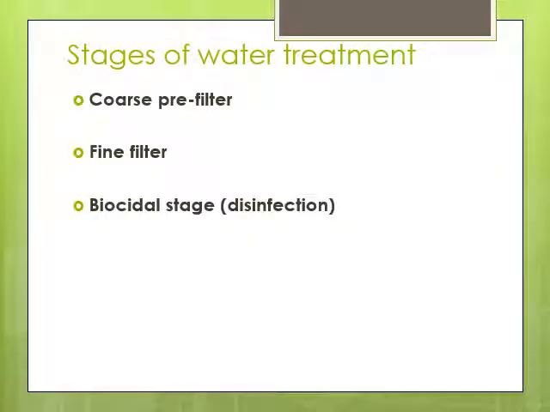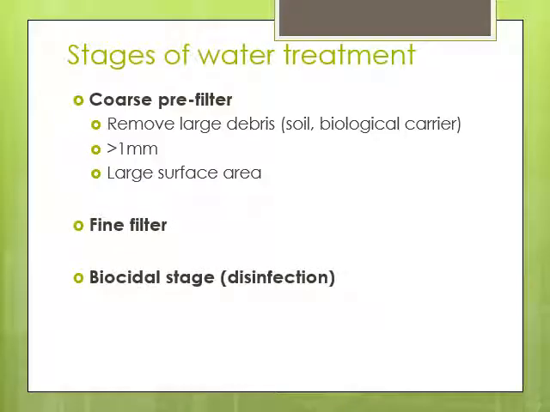So what are the basic stages of water treatment? In a greenhouse, typically we have a coarse pre-filter, and this is what removes big objects from returning water after irrigation, things like soil and perlite and vermiculite and care tags and whatever. Then we move on to fine filters. And then lastly, we have a biocidal stage where the water is disinfected. So we're going to go through the different types of equipment and their pros and cons.